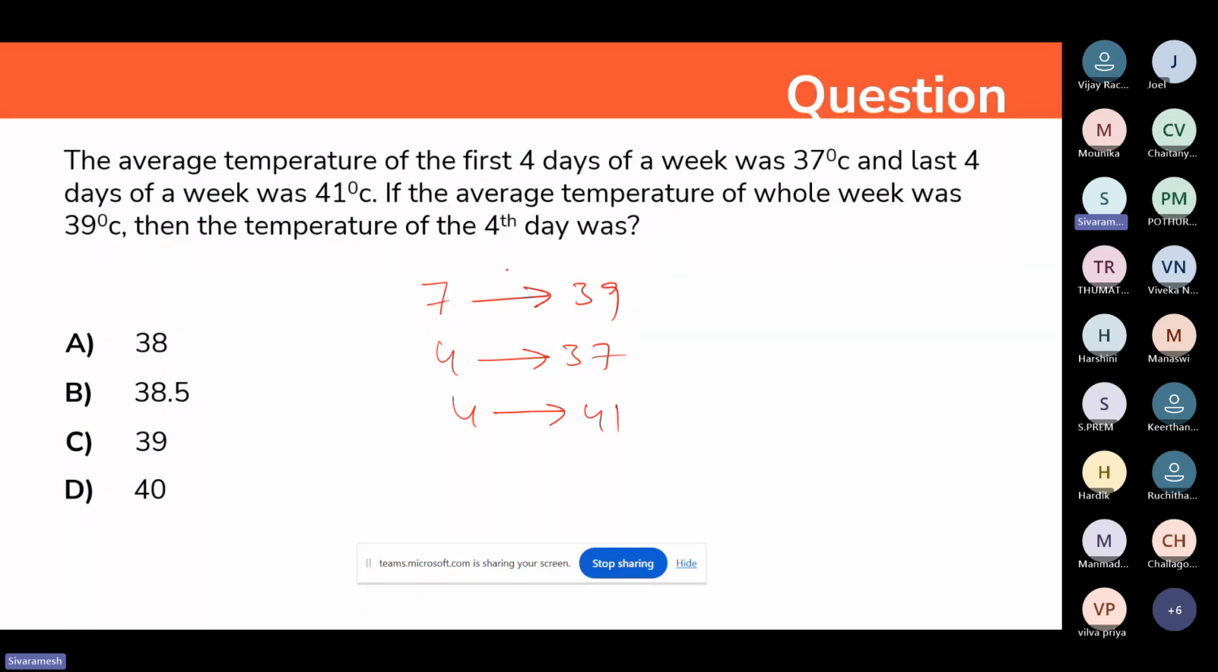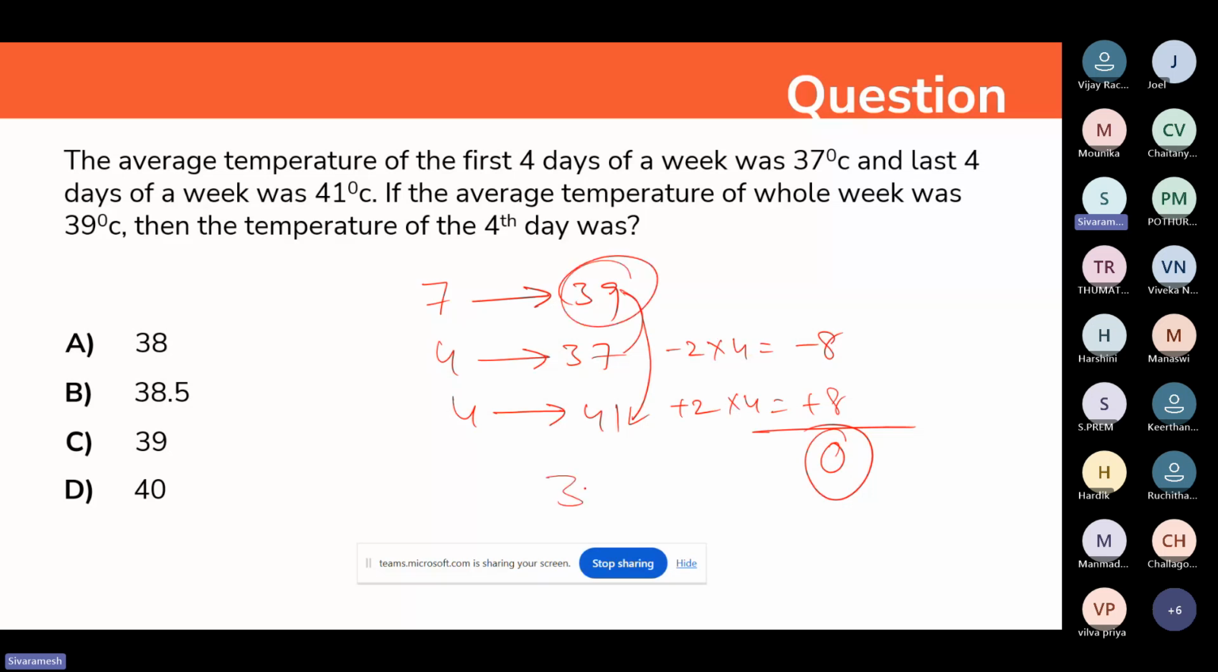So if you observe, the first 7 days' temperature is 39, right? I mean for the entire week. The first 4 days is 37, means how much got decreased? -2. -2 for 4 days, so it is -8. And what about the next? +2. Additionally 2 degrees got increased, so 2 into 4 days, so +8. So -8 and +8 is 0. If it is 0, there is no change in the average.